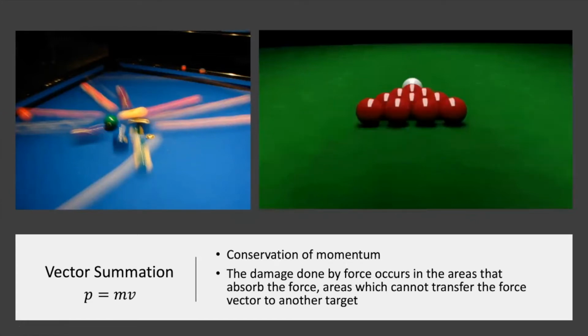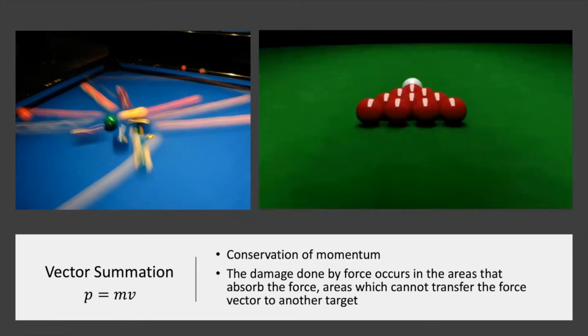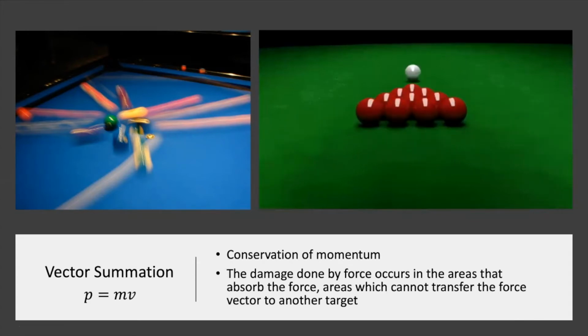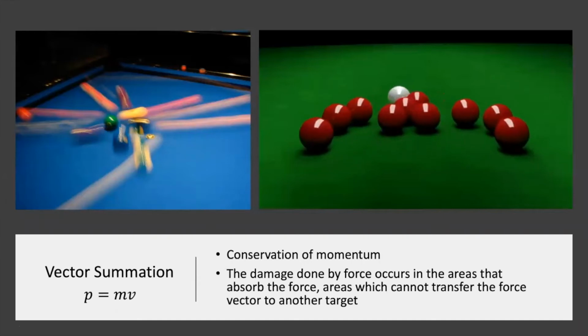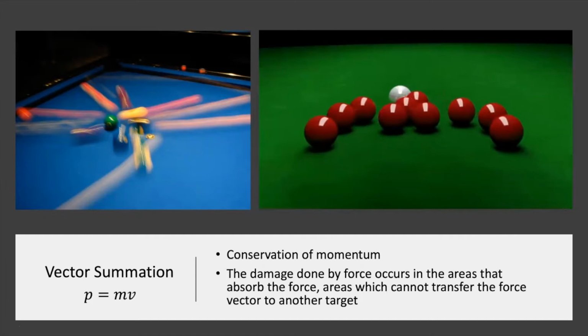So if we look at Newton's second law, which is that the momentum P is going to be equal to the mass times the velocity. And I have this little example here of the billiard table that many of us are familiar with. The cue ball hits the other balls and it transfers the force.